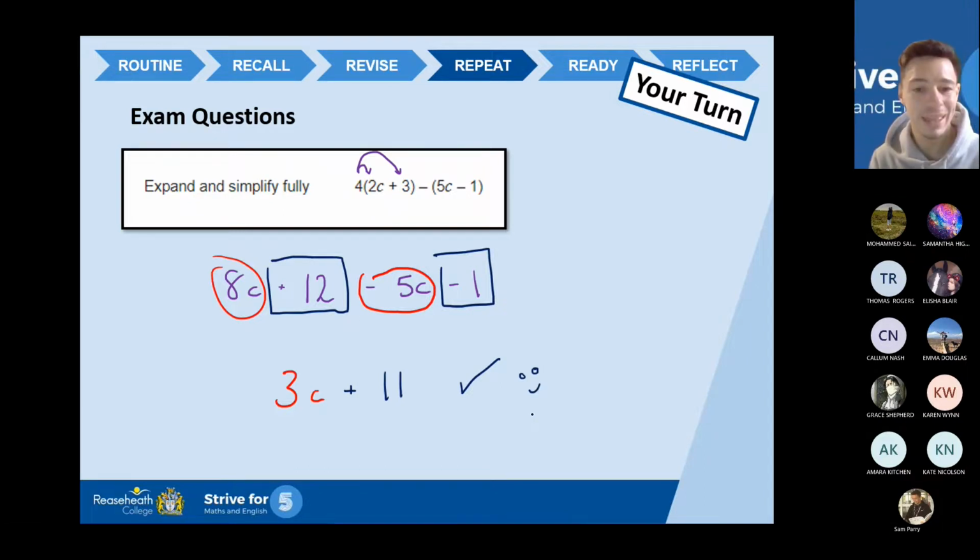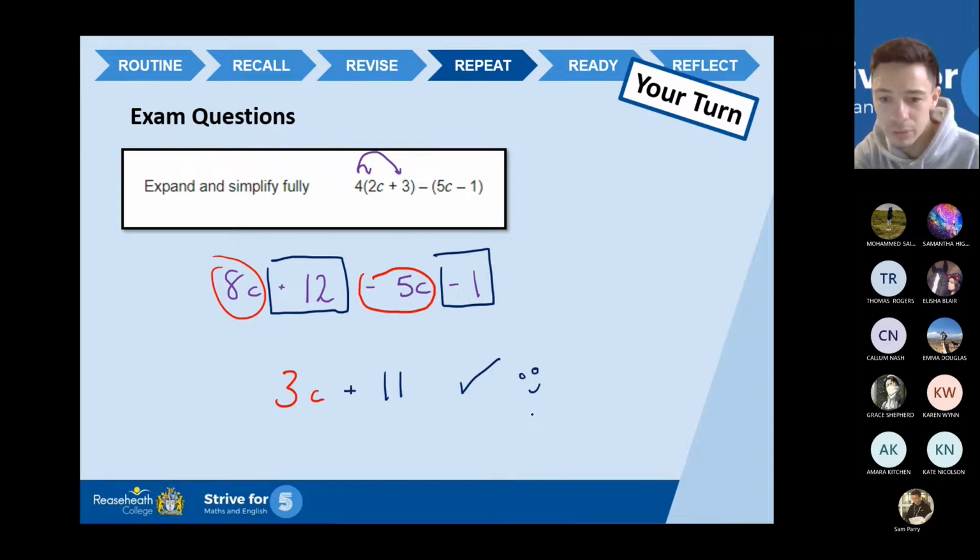3c plus 11. So I expanded the brackets. I've grouped my c's together. I've grouped my whole numbers together. Boom, 3c plus 11. Now, I'm kind of being a bit lazy. I should be checking. How are we getting on here?